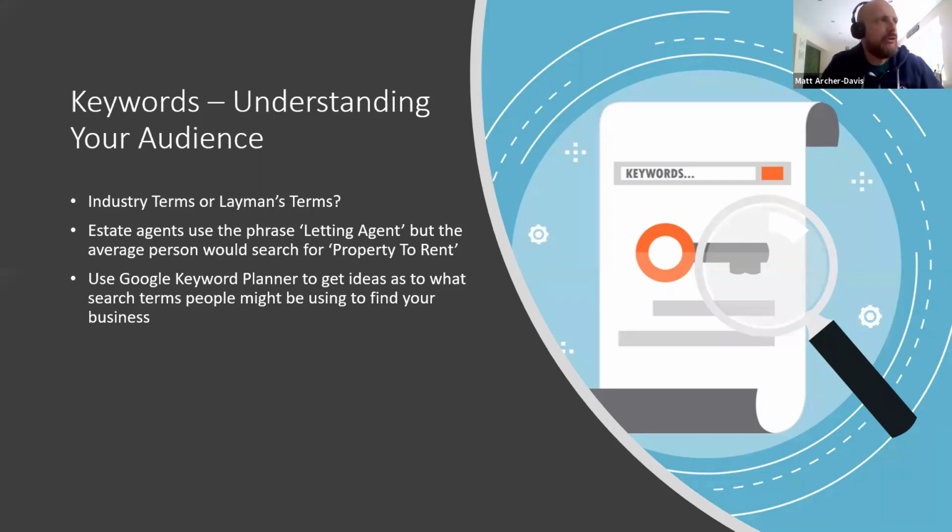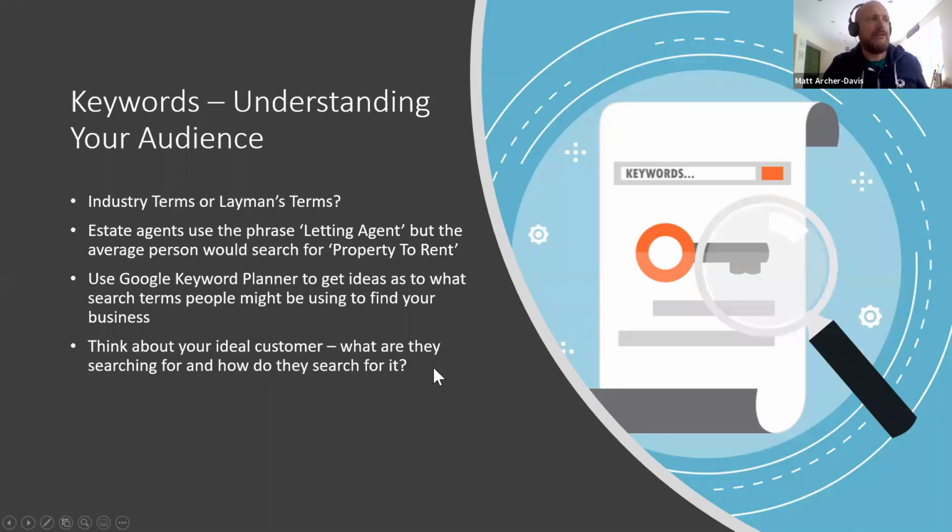You can use Google Keyword Planner to get ideas as to what search terms people might be using to find your business. If you just do a Google search for Google Keyword Planner, you'll find that, and it will give you ideas that you can type in, and then it will produce a list of other keywords that you might not have thought of that your audience might be using to find your website. Think about your ideal customer. What are they searching for, and how do they search for it? What do they type in to search for the things that you do?